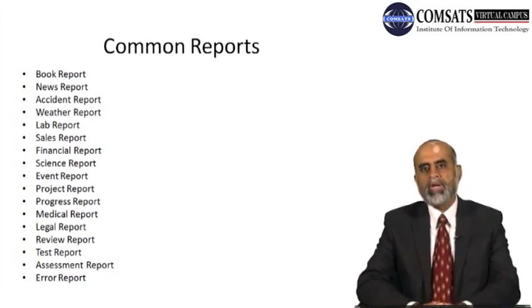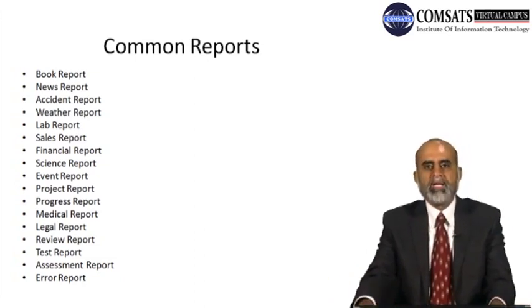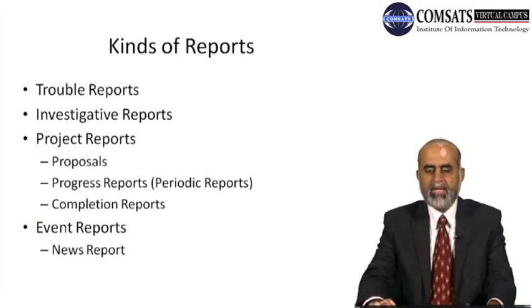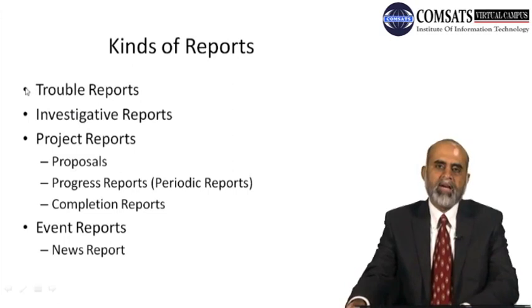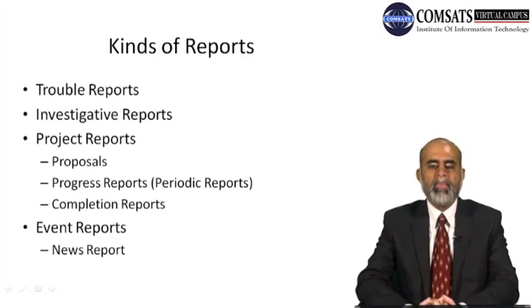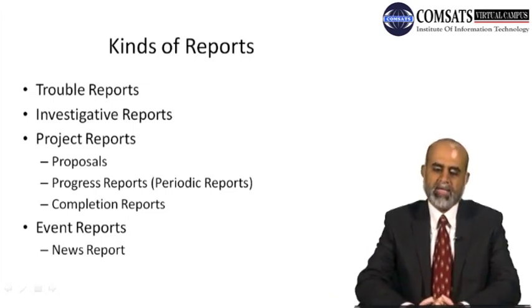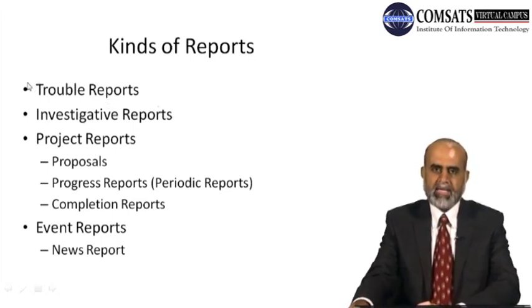So how to try to make sense of such a chaos, such a confusing number of reports out there? So how to make sense out of it? Basically, I think you can classify all the above reports into trouble reports, investigative reports, project reports, and event reports. So mainly you can say that there are mainly 4 classes of reports, and within these 4 classes you can have subcategories, of course. Trouble reports are if there is an accident, an incident that took place.